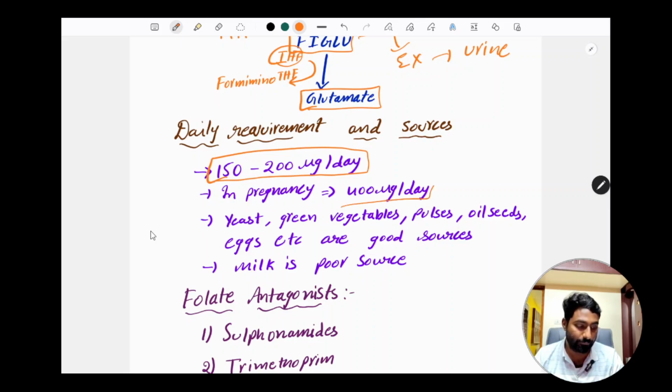Okay, students. Now we will see the daily requirement, which is 150 to 200 microgram per day, and during pregnancy it is 400 microgram per day. The sources are yeast, green vegetables, pulses, oil seeds, eggs, etc. Milk is a poor source of folic acid, students.